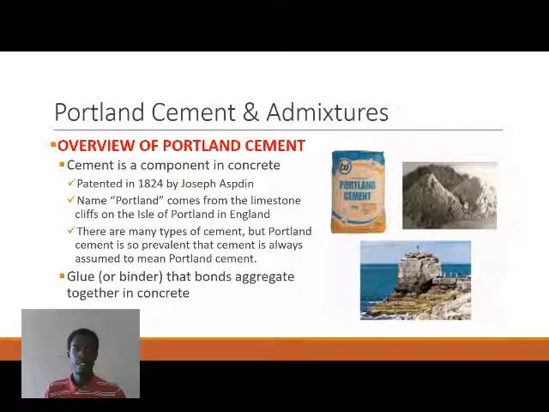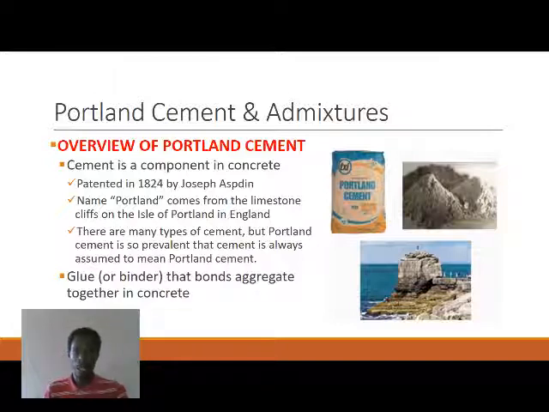And like I said in the last class, it was patented in 1824 by Joseph Aspin. The name Portland, when we say Portland cement, comes from the limestone cliffs in England. That's where that name comes from. Although there are several kinds of cement we have today, most cement is always called Portland cement. Basically, cement is the glue or the binder that bonds aggregate together.